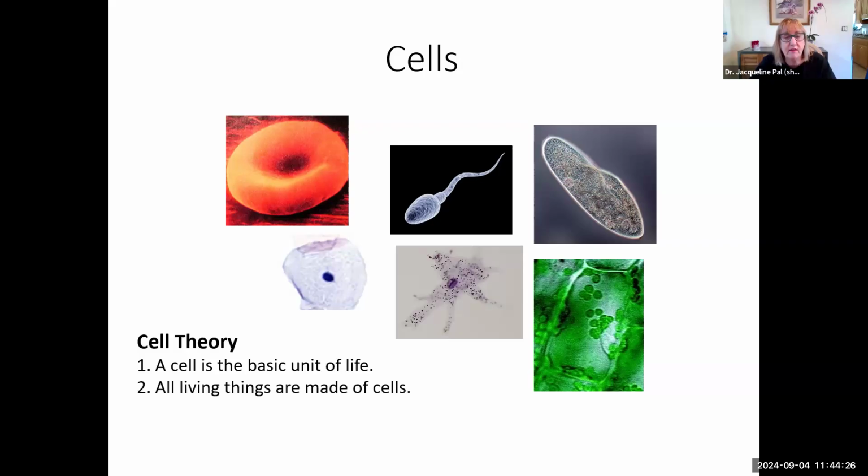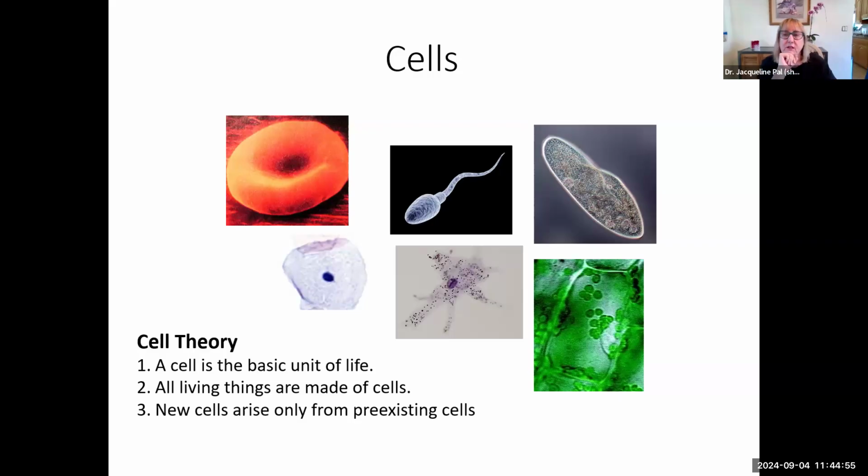Second, everything that's alive is made up of cells. If it doesn't contain cells, it's not alive. And third, new cells can only come from pre-existing cells. Now, there are different methods for that, and we're going to learn a couple of different methods for making cells in the human body.